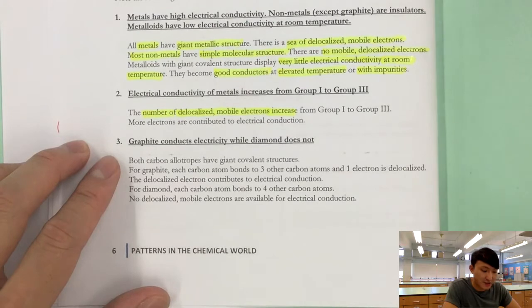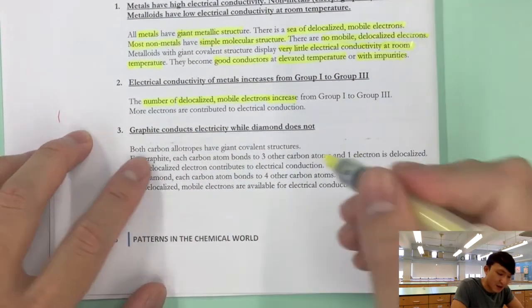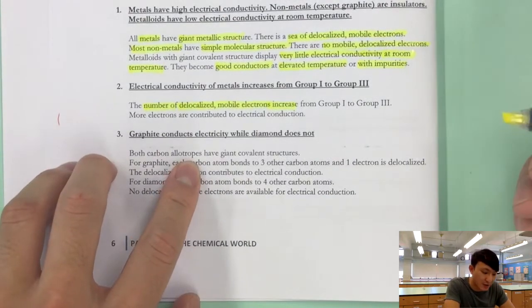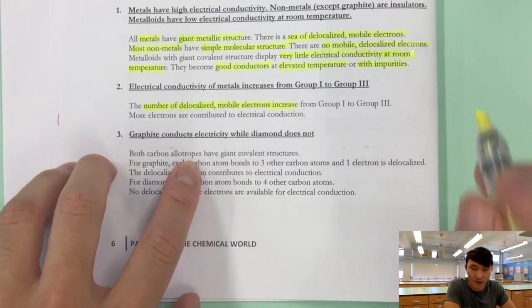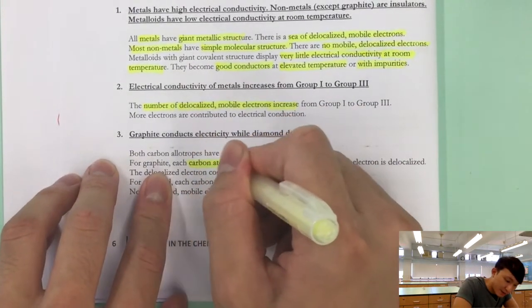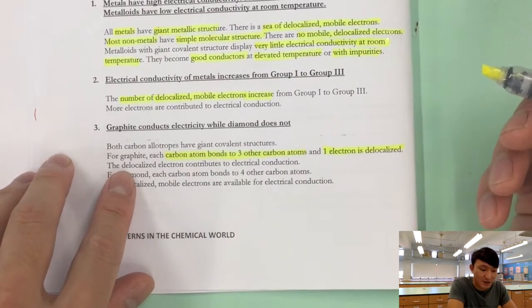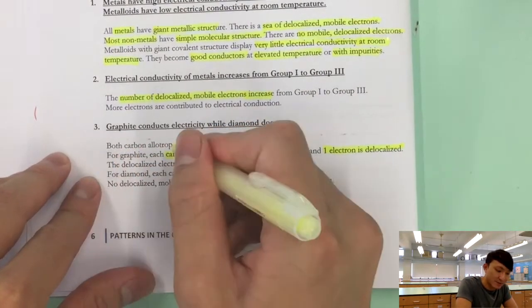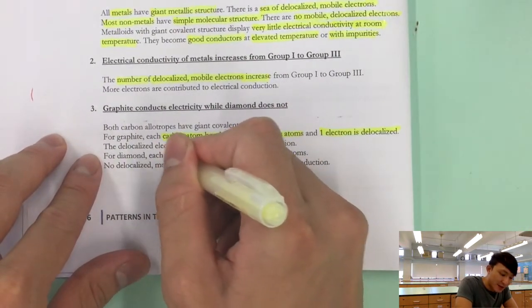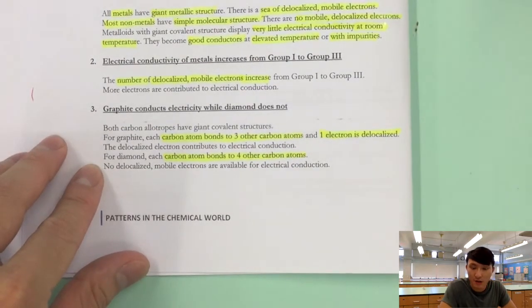And three here, graphite conducts electricity while diamond does not. We did talk about this when we talked about giant covalent structures too. Carbon has several different allotropes, and all of them have giant covalent structure, bear in mind that. But graphite has a very special structure. Each carbon atom is only bonded to three other carbon atoms, and one electron is delocalized. That delocalized electron can contribute to electrical conduction. For diamond, each carbon atom is bonded to four other carbon atoms, so there are no delocalized electrons.